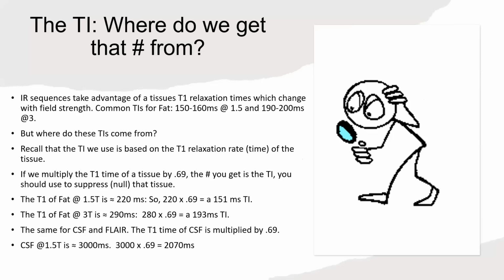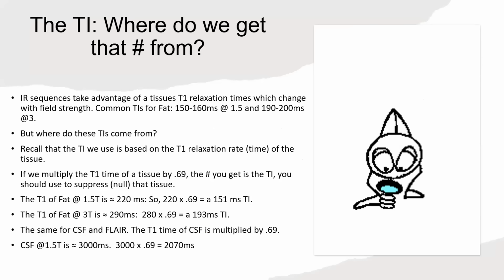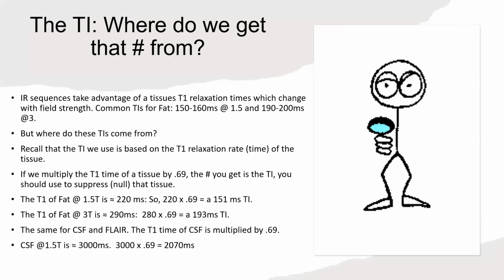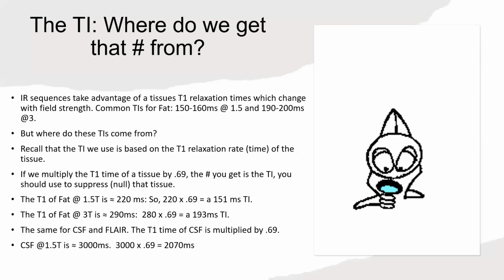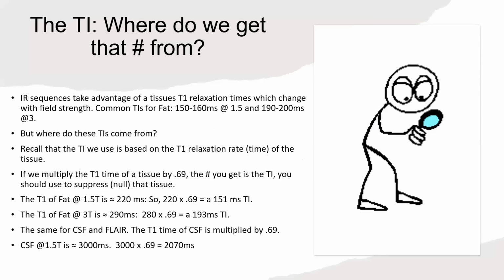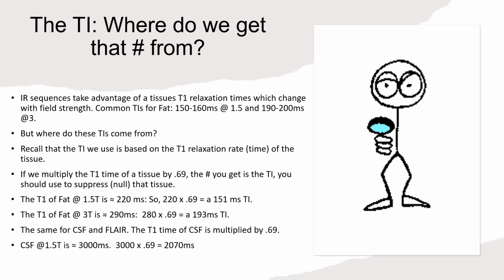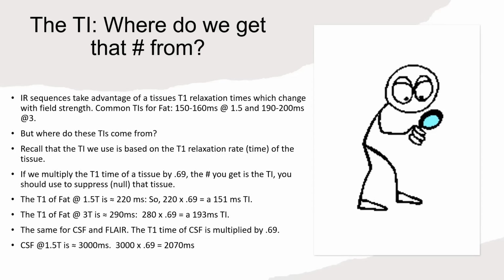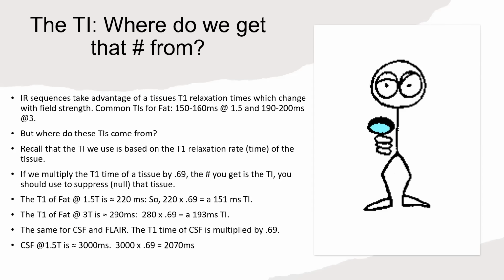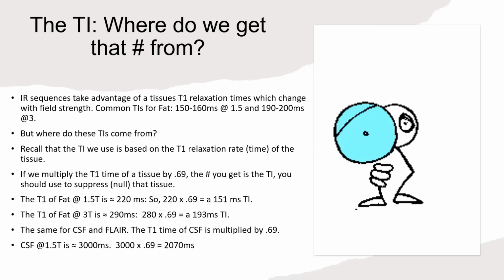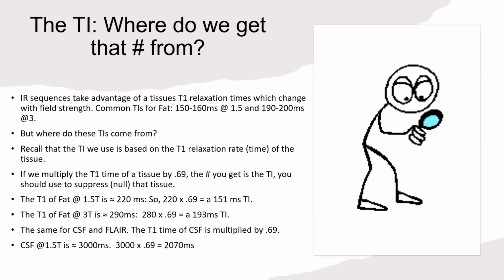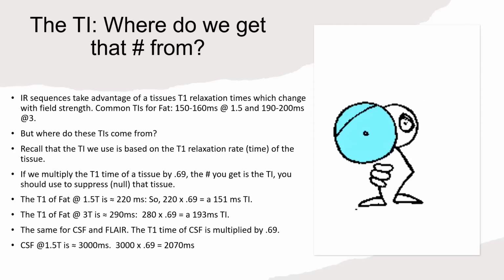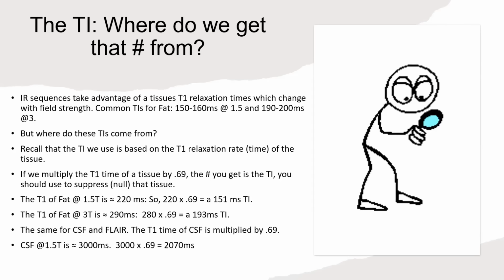So here's that little formula that I just used. The T1 of fat at 1.5 is approximately 220 milliseconds. You multiply 220 by 0.69, it comes up to 150. So if you make your TI 150, you'll suppress short T1 relaxing tissues at 1.5. Same thing for 3T. About 290 is the T1 time for fat. Multiply that by 0.69 and you come up with about 190 or so. Again, there's no definitive TI. It's just simple math.